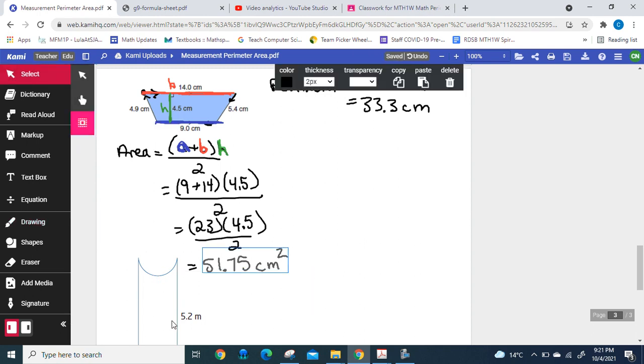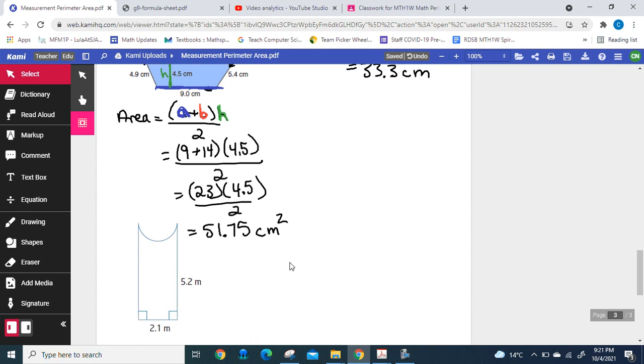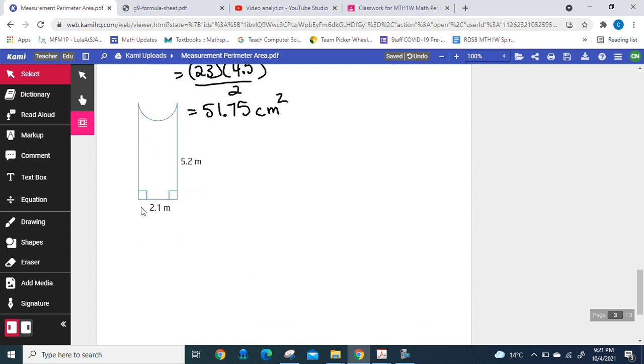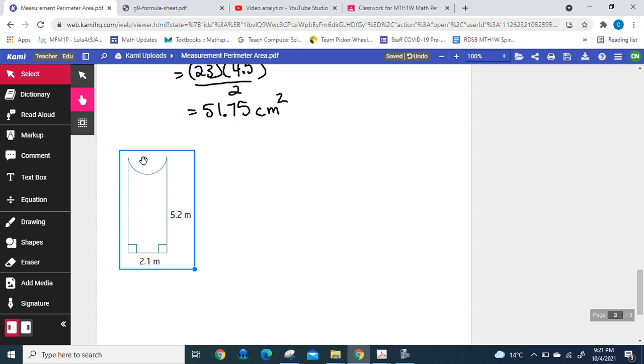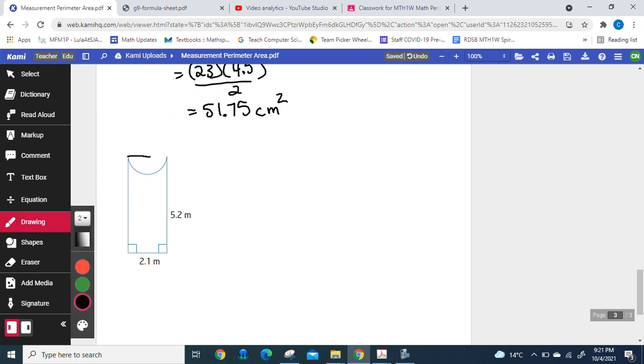All right. So then I have one more shape for us to look at. And that would be this one. So this to me looks like a rectangle with a semicircle that has been cut out. Now, is there information on the diagram to help me with this? Oh, sure there is. If that's 2.1 meters, that means this is 2.1 meters. So that'll tell me on a circle, that would be my diameter.